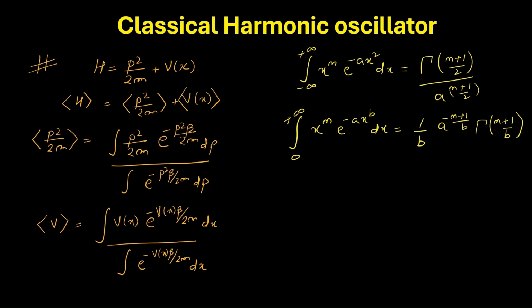And sometimes they might ask find the specific heat. So for that, you first calculate the average energy, then you differentiate it with respect to temperature, then you'll get the specific heat. In the case of quantum harmonic oscillator, they might ask the partition function, but generally it's not asked, but they might ask to calculate the thermodynamic variables. And for calculating the thermodynamic variables, you need to know the partition function. So I'll just show you here how we find the partition function of a quantum harmonic oscillator.